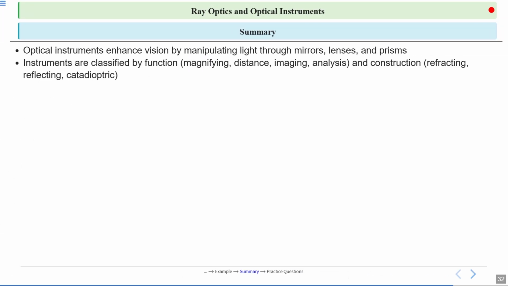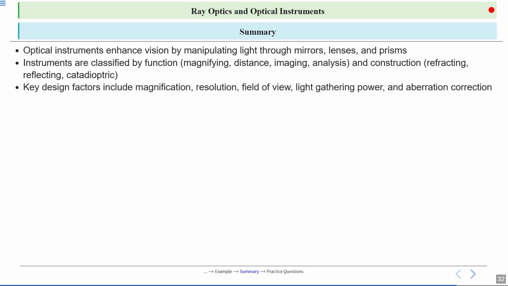Let's look at how optical instruments are classified. They can be grouped by their functions such as magnifying, distance measuring, imaging, and analysis. Additionally, they are categorized by their construction, including refracting, reflecting, and catadioptric designs. Understanding these classifications helps us appreciate the diversity and specialization of optical instruments.